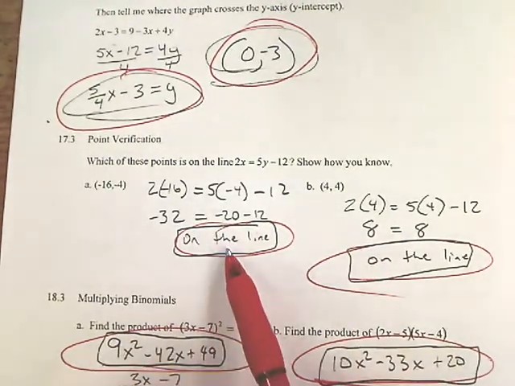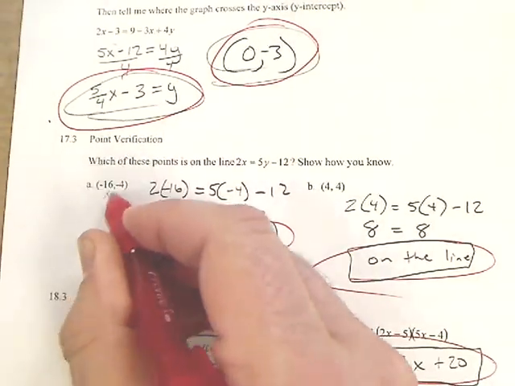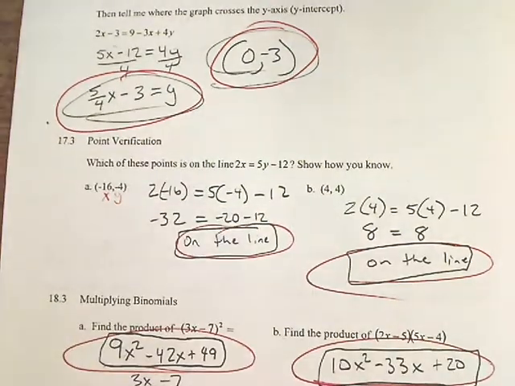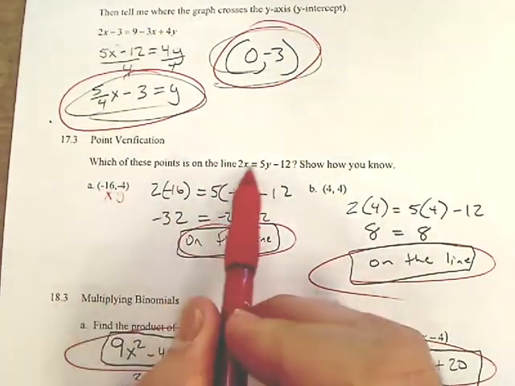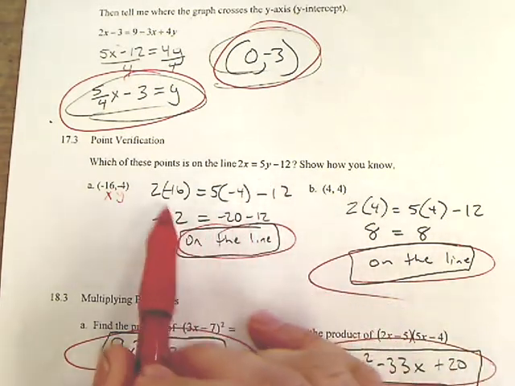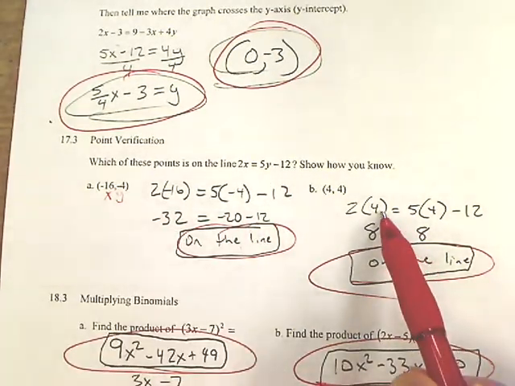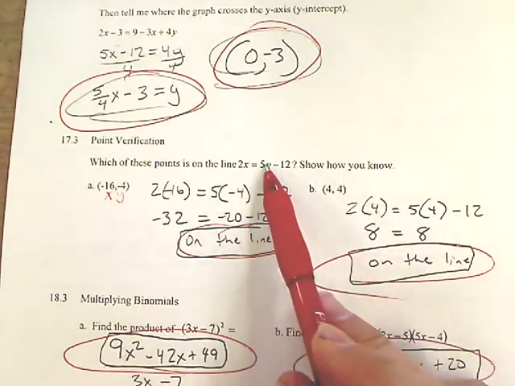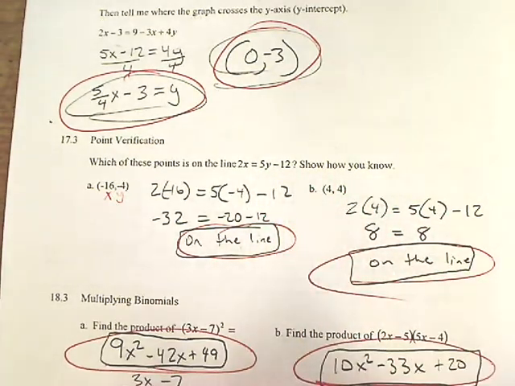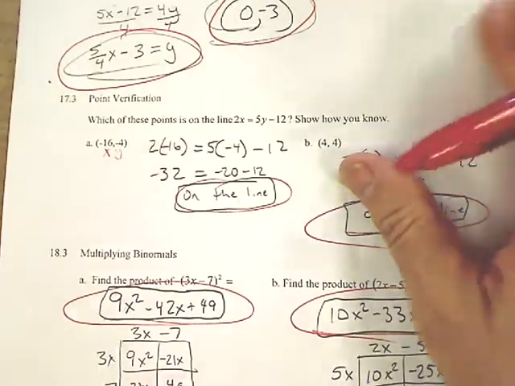Both of them ended up on the line, and all I did is plug in my x and my y. So that's x, plug it in for the x, plug that in for the y. Simplify, and it came out to be true, so it's on the line. Same thing here, they both happen to be 4, 4, 4. Came out to be true, so it's on the line.